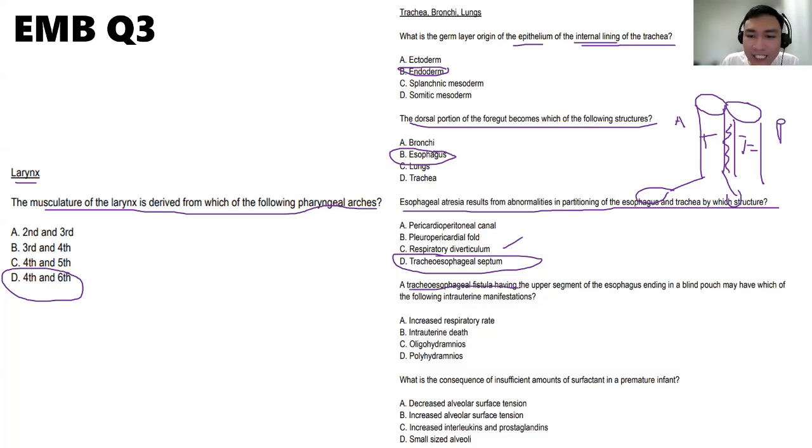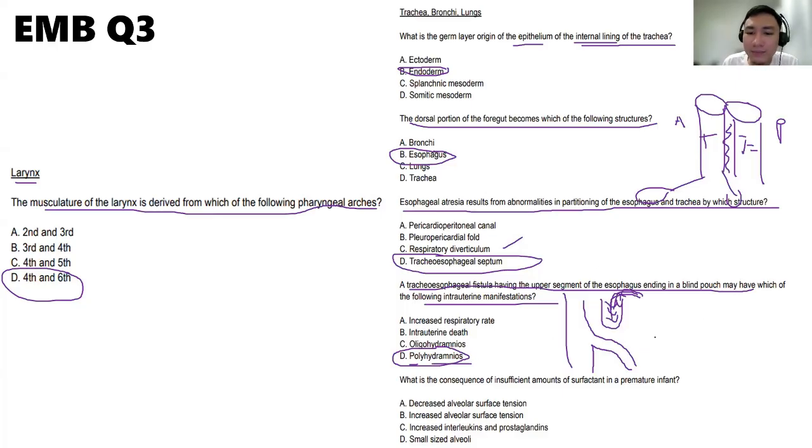A tracheoesophageal fistula having the upper segment of the esophagus ending in a blind pouch may have which of the following intrauterine manifestations? So imagine nyo, blind pouch yung upper ng esophagus, tapos yung lower part ng esophagus ay may fistula with the trachea. So imagine nyo, yung amniotic fluid na ini-swallow ng baby, maiipon dito. So hindi tutuloy sa esophagus si amniotic fluid, then you will have an overloading of amniotic fluid and you call that polyhydramnios. That's what will happen kung mayroon kang tracheoesophageal fistula or esophageal atresia.